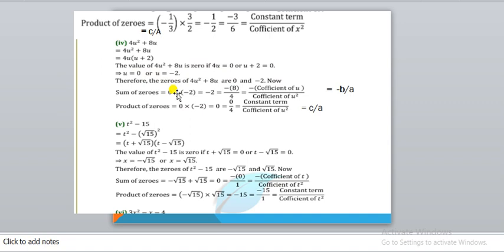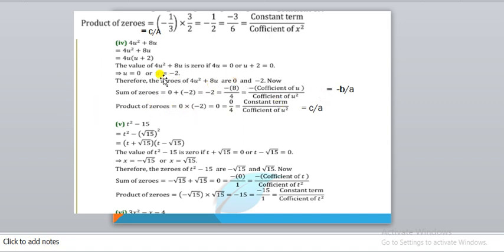Sum of the zeros. So 0 plus minus 2 will get here minus 2. RHS, what we get here? Minus b upon a. So here b is the coefficient of x, that is coefficient of u. So it is minus 8 upon 4, coefficient of u square. Cancel, we will get minus 2. Again relationship verified.